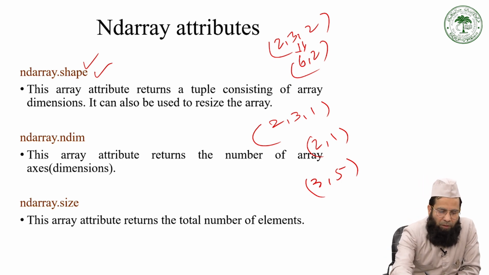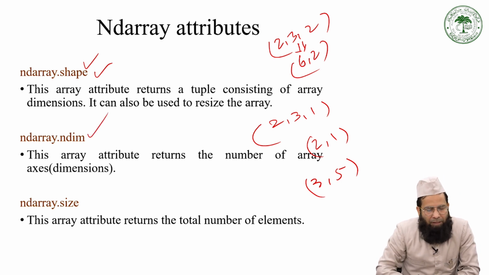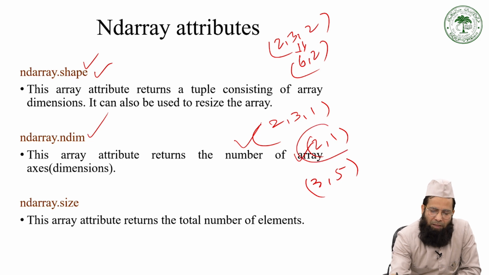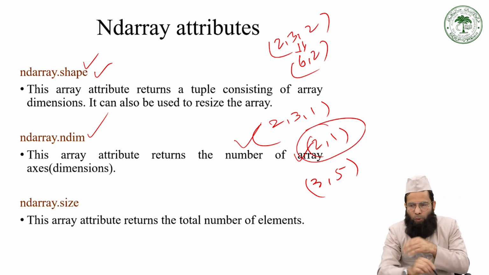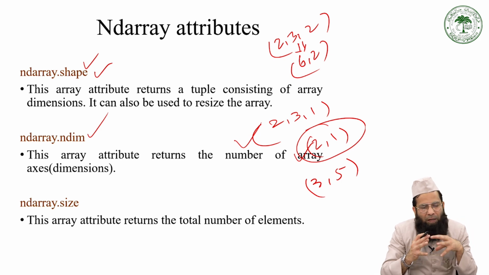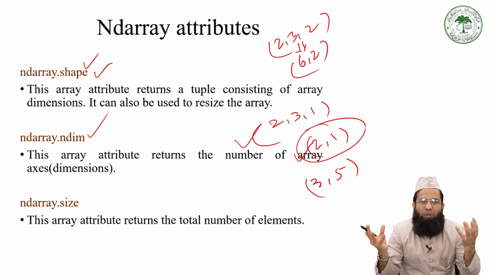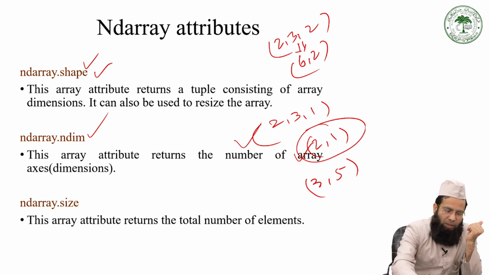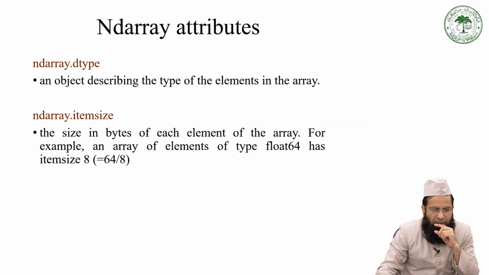Now there is one more attribute, that is ndim. ndim prints the number of dimensions: 2 dimension, 3 dimension, 1 dimension. So this one is 2 dimension, this one is 3 dimension. ndim would return 3 in this case, and in this case it would return 2. Then we have ndarray size. If you want to find out the size, the number of elements in your NumPy array, you can use this attribute, that is size.